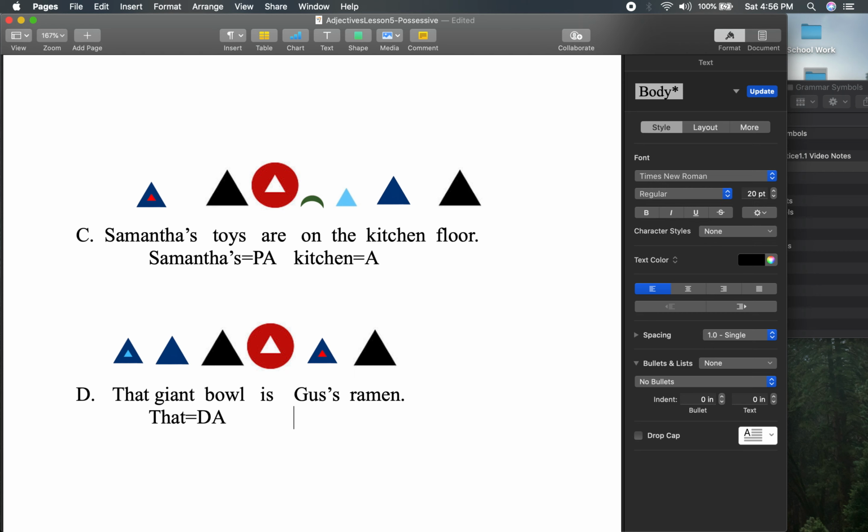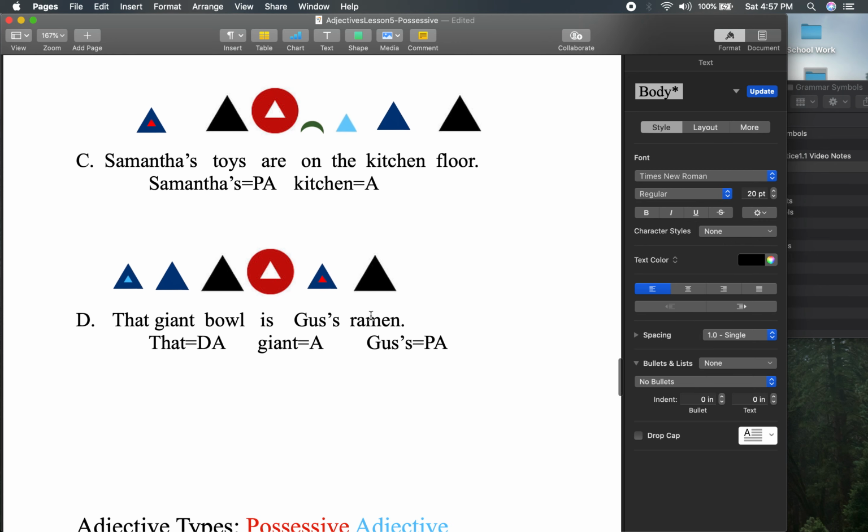So thanks for your patience, kids. Always have to remember, Mr. Adam doesn't always get things right the first time, but he will go back and fix it. Giant, regular adjective, descriptive adjective, and Gus's, possessive adjective. So yeah, let's make it a practice moving forward just to call regular adjectives just A. If you do label them with an A, I would really like that. I am most interested, however, in making sure we get these ones labeled. That is a demonstrative adjective. Samantha's is a possessive adjective, etc., etc.